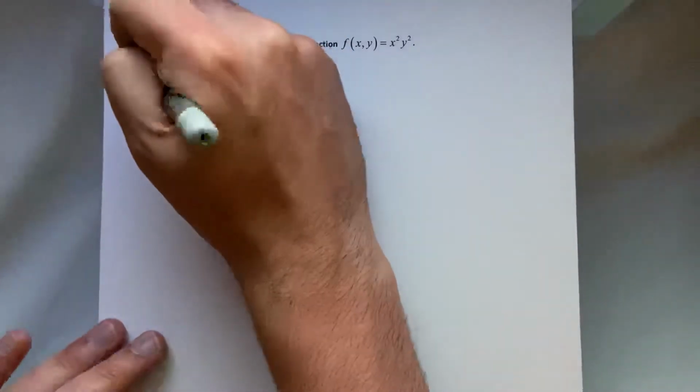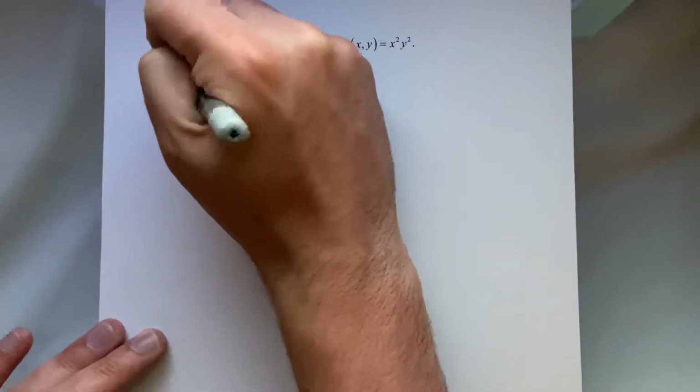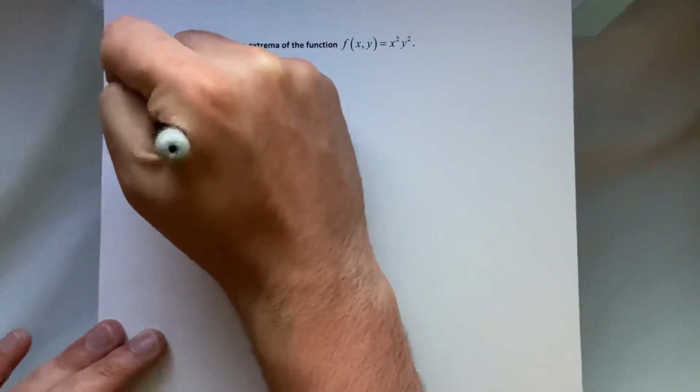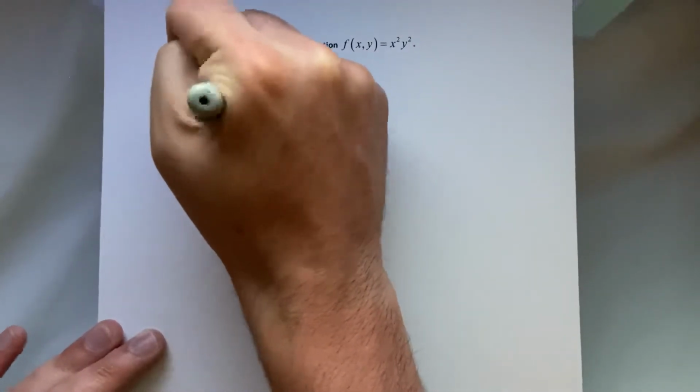Okay, calculus, let's do another one. Sometimes you need to use logic when this test doesn't work. So let's see how that would bear out. Find the relative extreme of the function f of x,y equals x squared y squared. Partial derivatives: 2xy squared and 2x squared y.